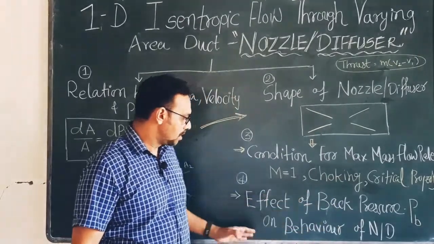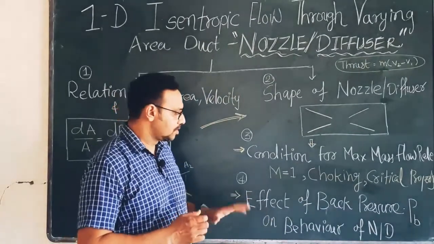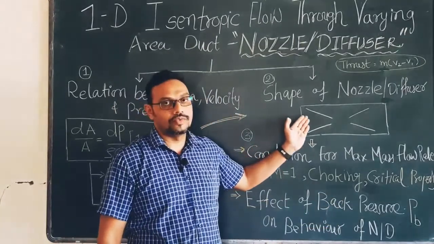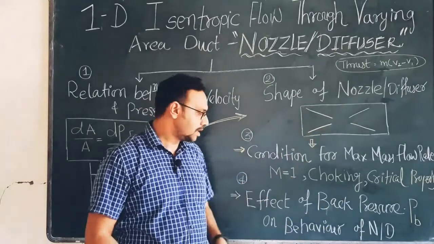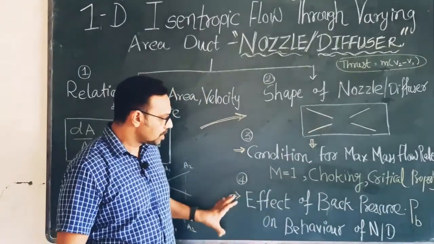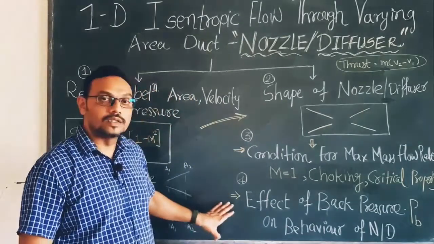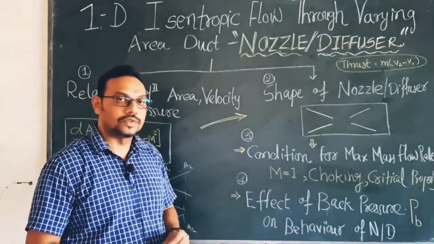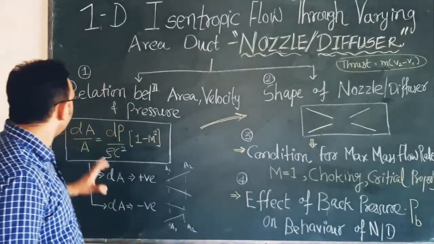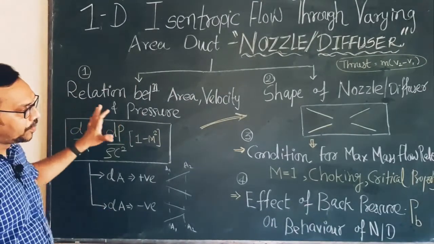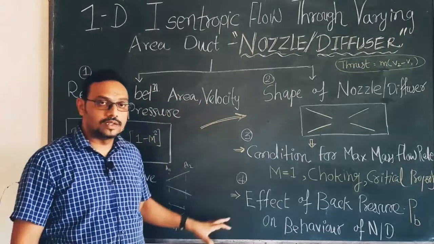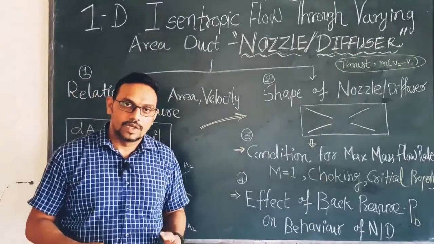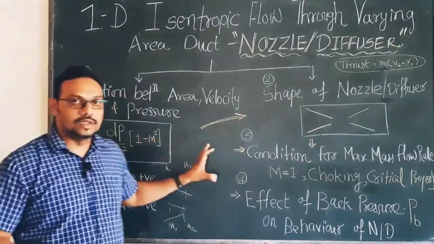Okay, and sometimes if your back pressure is not at your designed value, at the specific value, then there might be a shock occurring inside the nozzle, which is basically a loss of energy. Those kinds of phenomena we can understand in this theory, that is, the effect of back pressure on the behavior of nozzle or diffuser. So these four theories are very important, and all four theories are related to each other in order to understand the behavior of nozzle and diffuser. Now in the coming lectures we will see all the theories one by one.